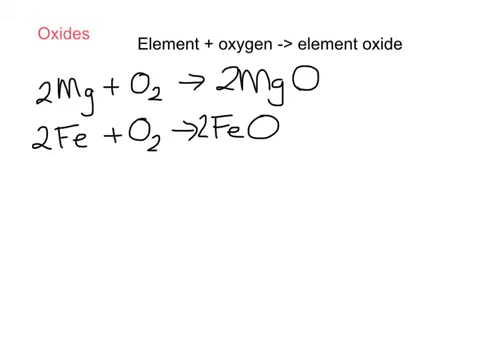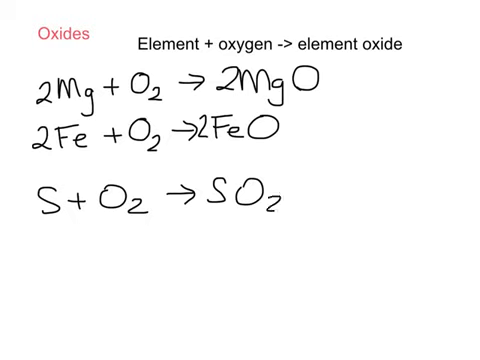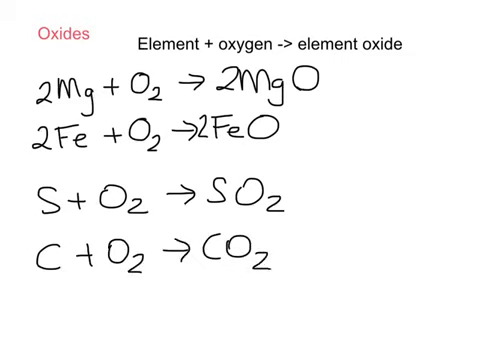There are some other oxides that perhaps we hear about but haven't used that much in the lab. The first one is sulfur in the presence of oxygen, and that's going to create sulfur dioxide. We hear a lot about that with volcanoes. And another really common one, carbon in the presence of oxygen will create carbon dioxide. So all of these are oxides because they're an element bonded with oxygen.